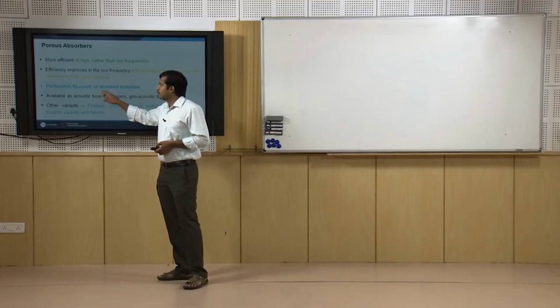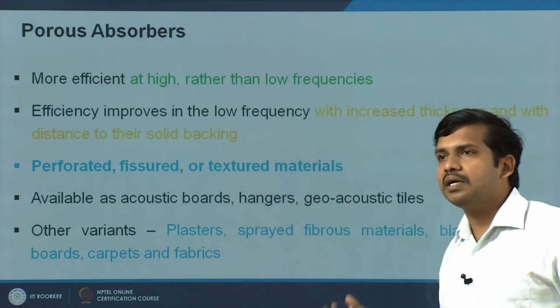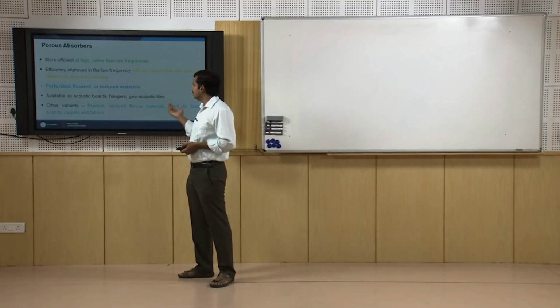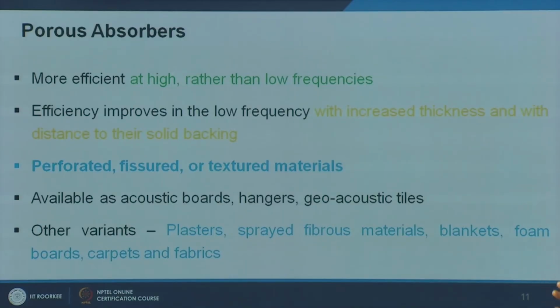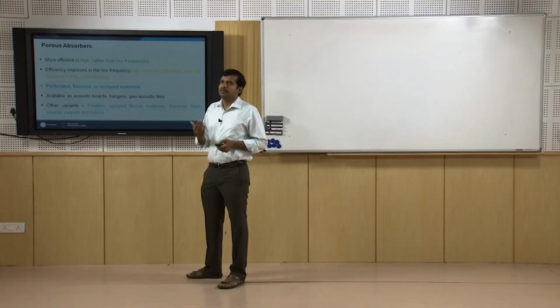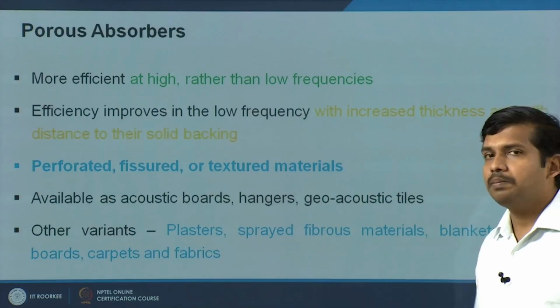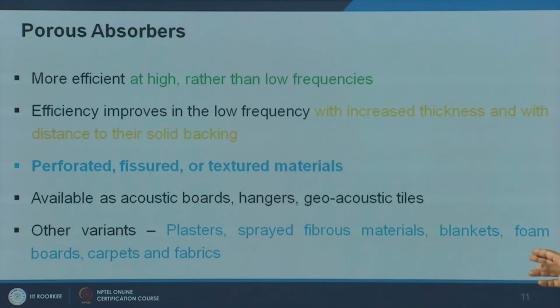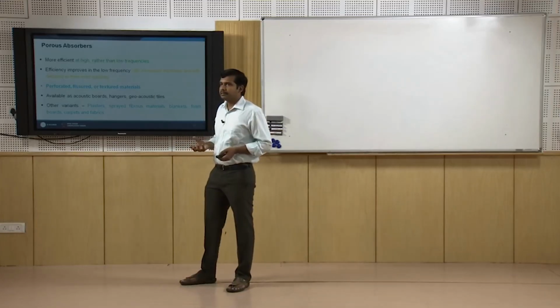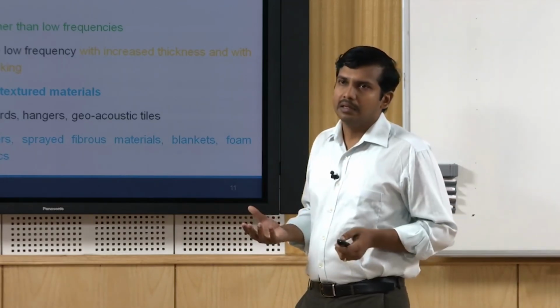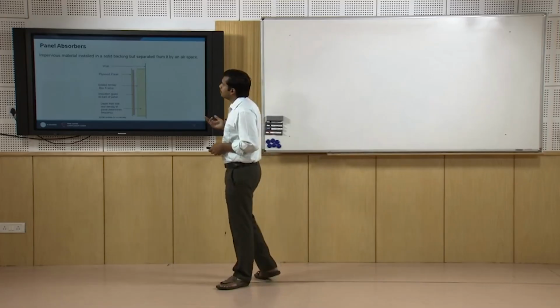There are different types, perforated, fissured boards, textured materials, different types of patterns and textures are available. They are also available in the form of acoustic boards, hangers, geoacoustic tiles, a lot of panels, nice looking, architecturally good looking interior, suited to different themes of interiors, panels are available commercially today. Other variants include acoustic plasters, sprayed fibrous materials, blankets, foam boards, carpets, fabrics. So there are a lot of varieties, and this is one of the most predominantly used acoustic absorbers as far as architectural applications are concerned. The second type is panel absorber.